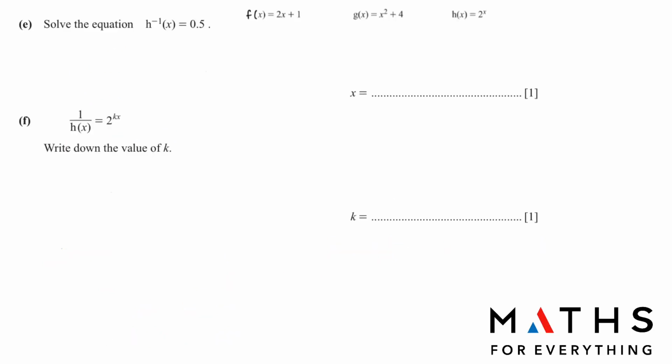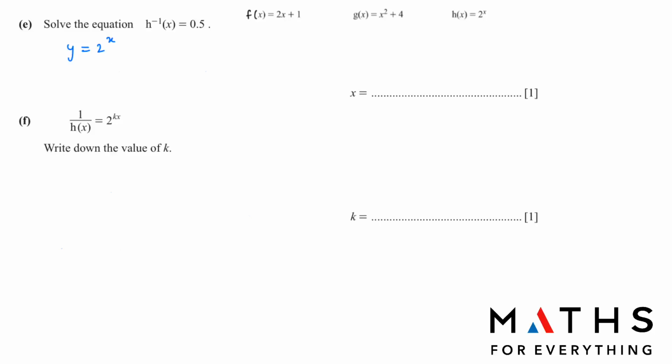The main reason I chose this question, even though the other ABCD were similar to the question we had done, is because of E and F. They are a little bit tricky. H inverse of x is equal to 0.5 and h of x is equal to 2 to the power of x. So let's write it as y is equal to 2 to the power of x. It's only a 1-mark question. You actually solve these kinds of questions by doing logarithms, but you have not learnt it as yet. So I'll show you a trick method.